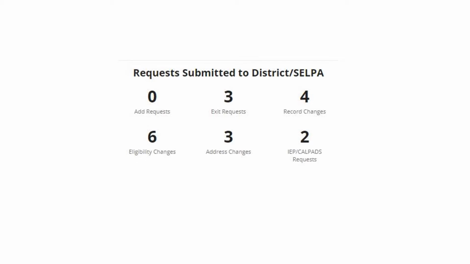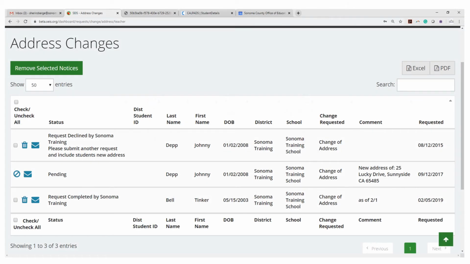SEIS has a built-in notification system when you need to make a record change or add a student record. We'll cover how to make these requests shortly. Right now, we're just showing you how to view your requests and the status. By clicking on any of these categories, you will be able to review the status of your requests. Once a request has been completed, you should remove the request from your dashboard. To do this, just click on the trash can. This will only remove the notification and not have an impact on the student's record.